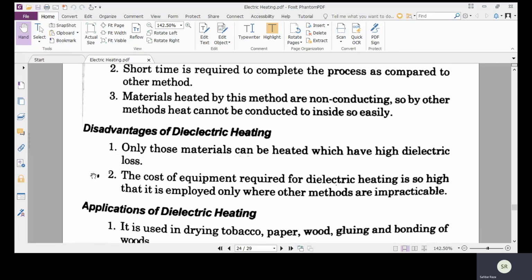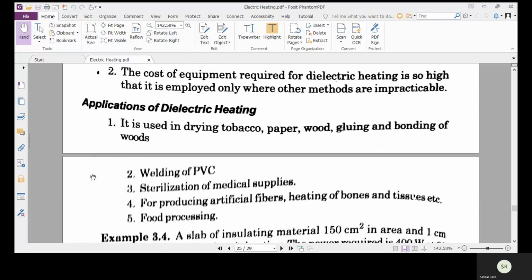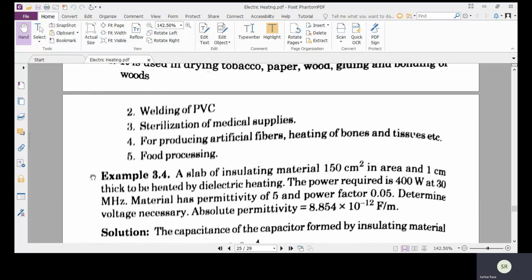Now, what are the disadvantages of dielectric heating? Only those materials can be heated which have high dielectric loss. The cost of equipment required for dielectric heating is so high that it is employed only where other methods are impracticable. Now we will move towards the applications of dielectric heating. It is used in drying tobacco, paper, wood, gluing and bonding of wood, welding of PVC, sterilization of medical supplies, producing artificial fibers, heating of bones and tissues, and food processing.